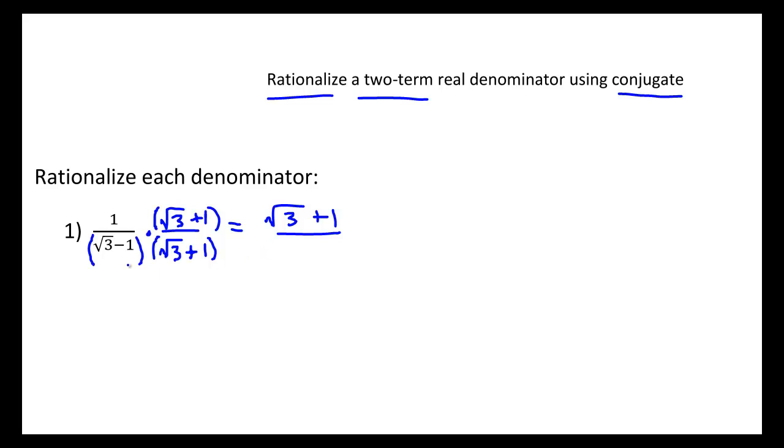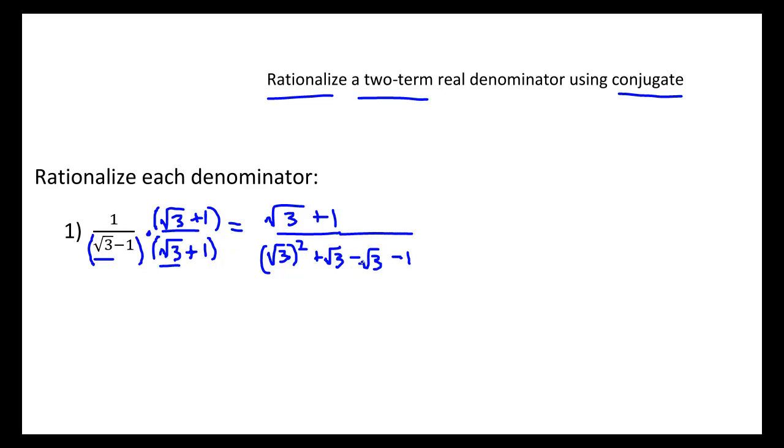Across the bottom, I'll do this the long way and then show you how there's a little bit of a shortcut here. We're going to have to multiply this binomial times this binomial, which we could do using the FOIL method. First times first would be square root of 3 times square root of 3, or square root of 3 squared. Outer times outer would be plus square root of 3. Inner times inner would be minus square root of 3. And last times last would be minus 1.